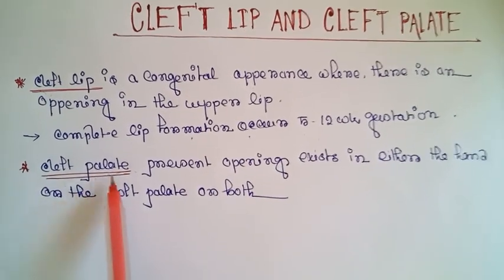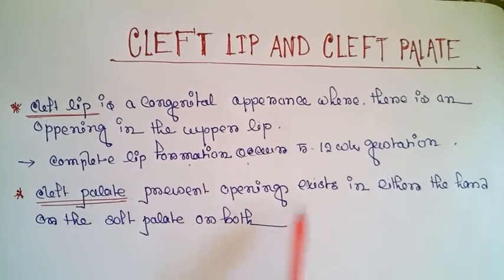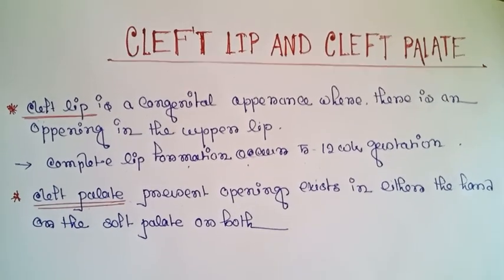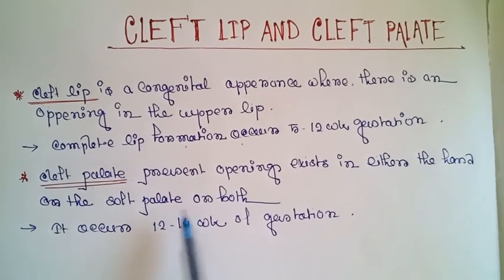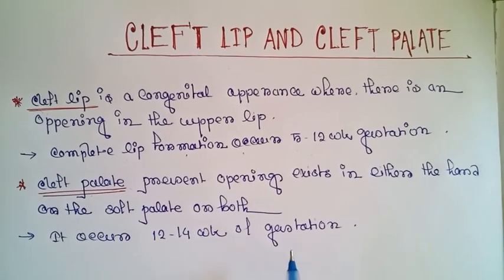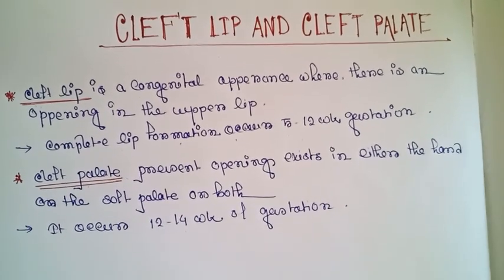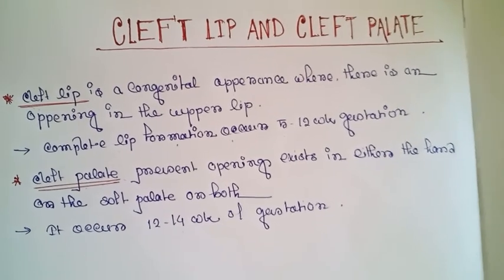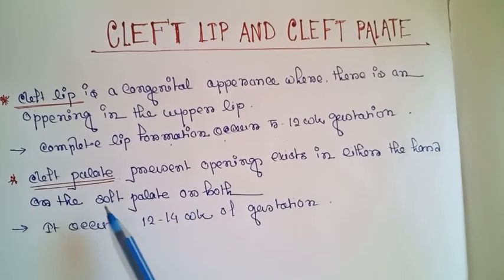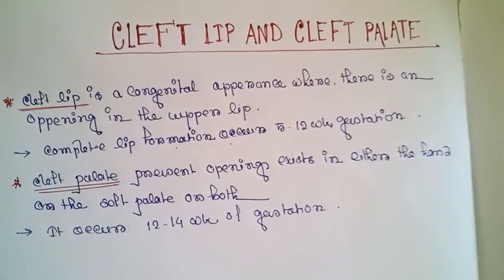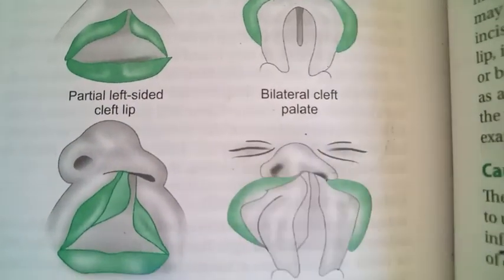Next, what is cleft palate? Cleft palate is also a congenital anomaly, and it presents as an opening in either the hard or the soft palate, or both. The hard and soft palate formation occurs at 12 to 14 weeks of gestation. So, if during 12 to 14 weeks of gestation the baby's hard and soft palate is not completely formed, and an opening is present in the hard and soft palate, this is called the cleft palate. All understood? This is the cleft lip and this is the cleft palate.